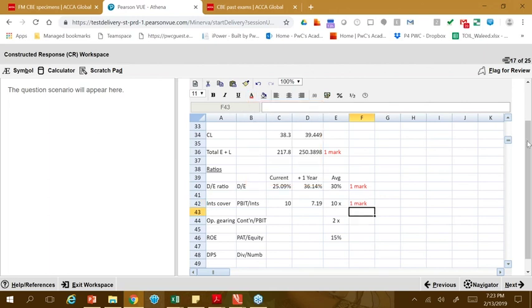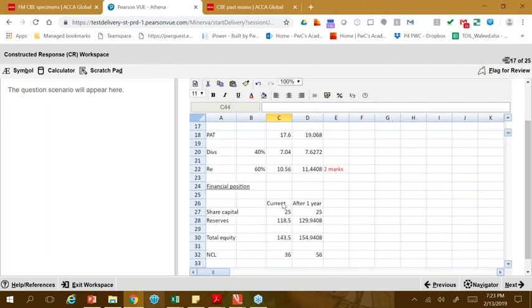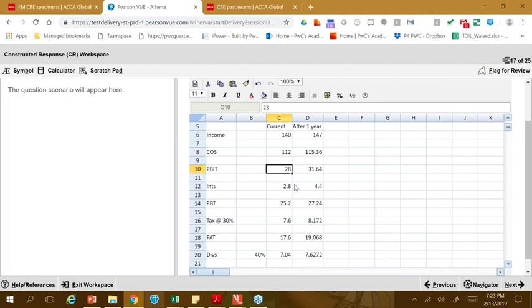Further 1 mark. Then, next thing is operating gearing. The examining team tells me to do it as contribution over PBIT. So PBIT is here, and PBIT is easy. It's in C10. I have to find contribution. Remember, contribution is sales minus the variable cost, so 60% of cost of sales only.